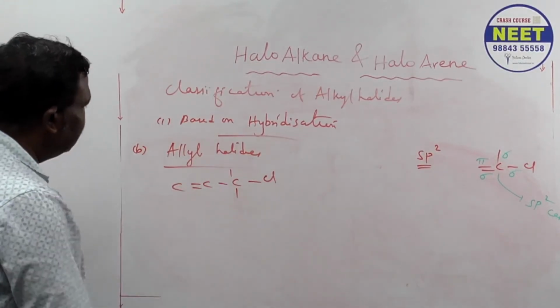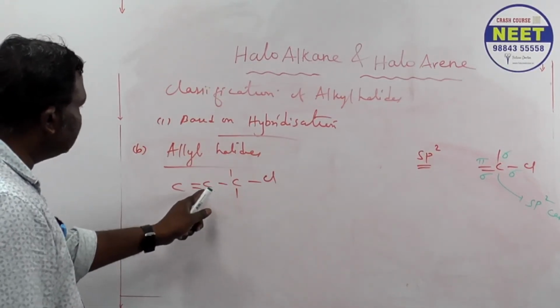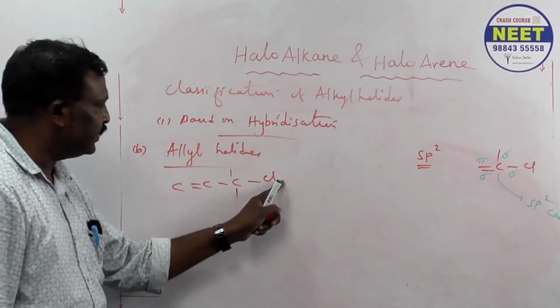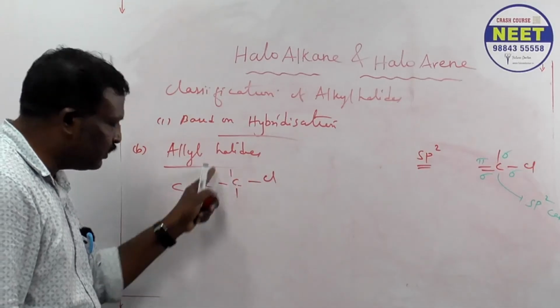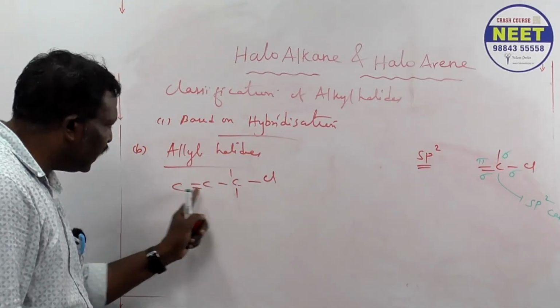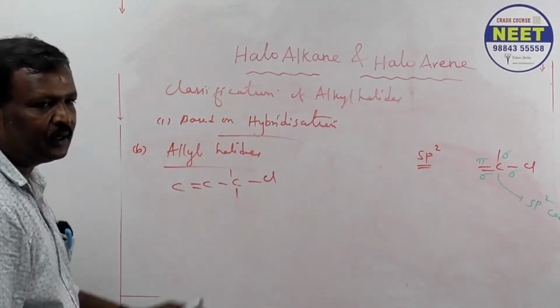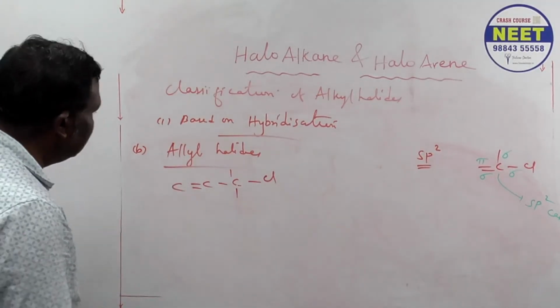It looks like this. Halogen attached to an sp3 carbon, because of four sigma bonds, which is attached to a carbon-carbon double bond. If you see this type of structure, that's called allyl halides. Now you can fill in hydrogen.